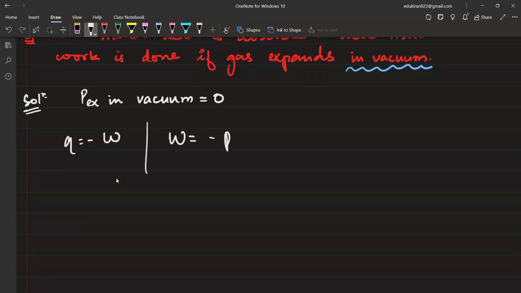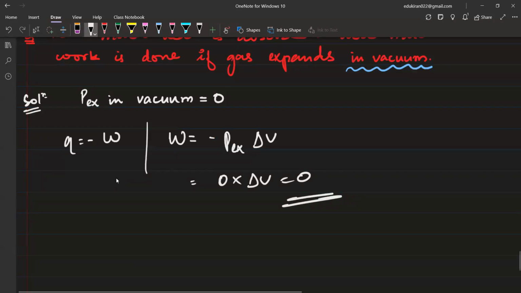W is equal to minus P external into delta V. Forget delta V. Oh my God, 0 into delta V will be equal to 0. Did you see it or not? Yes, sir. So what we can say is Q is equal to 0 and W is equal to 0 when?